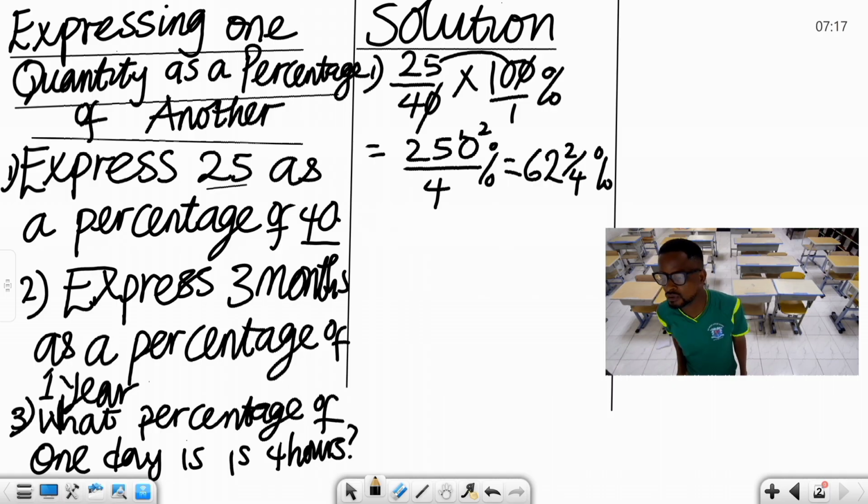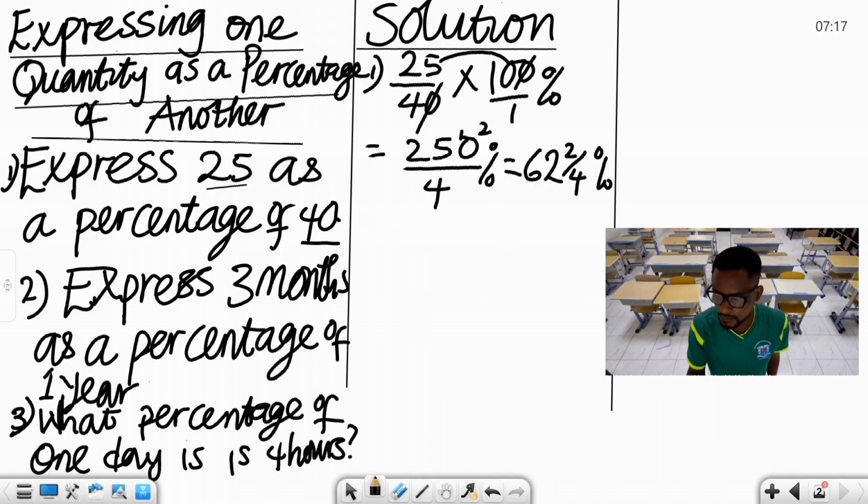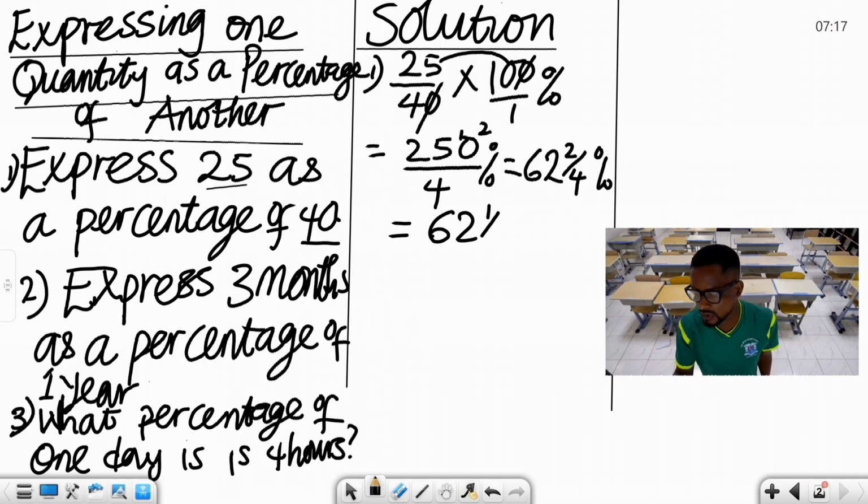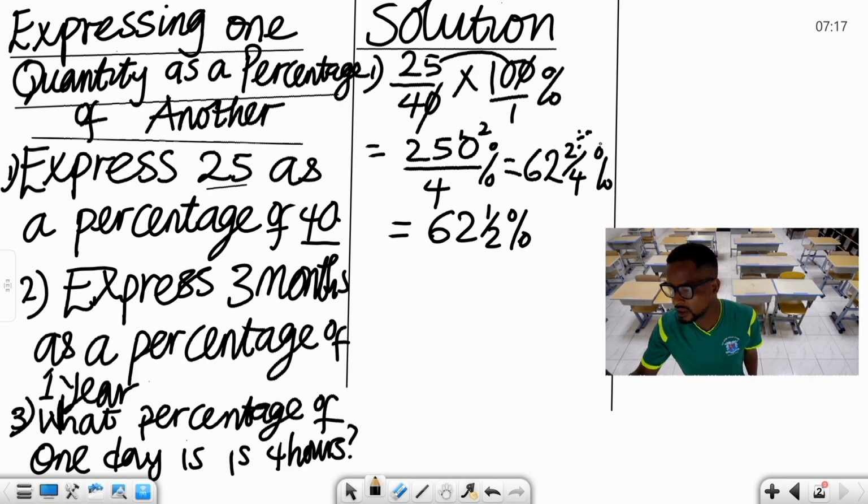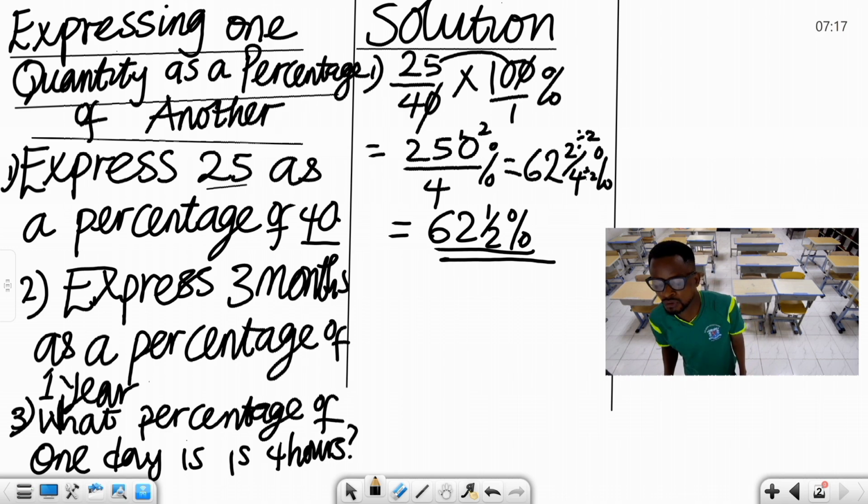And of course, we can reduce 2 over 4. So the answer is going to be 62 number 1 over 2%. Because 2 can go in both of them, meaning you can divide this by 2, divide this by 2. So that's how to reduce it. You have this as 62 number 1 over 2%, or call it 62.5%.